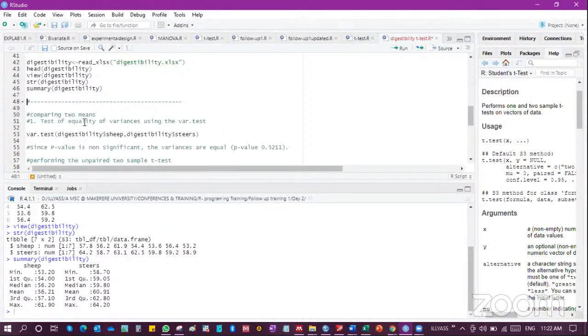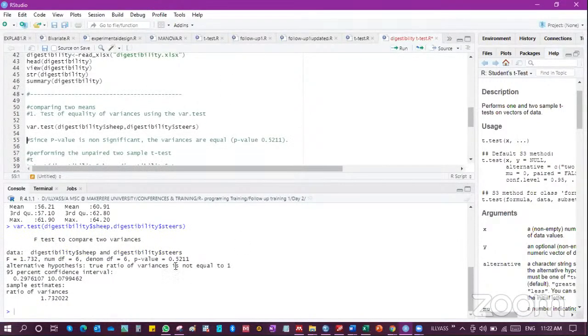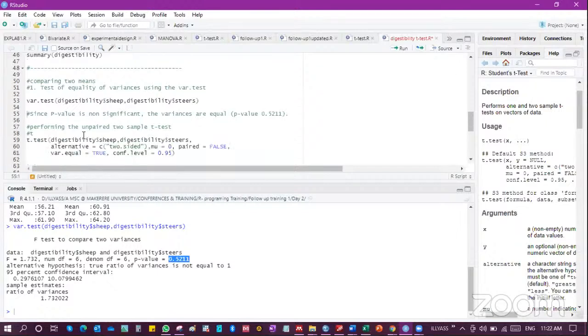But then in comparing the 2 means, I tested for the equality of the variances. Okay. And so the equality of the variances gave me a p-value which was not significant, meaning they are equal and not different. So I was able to go ahead to perform the t-test on the digestibility of both ship and then steers.